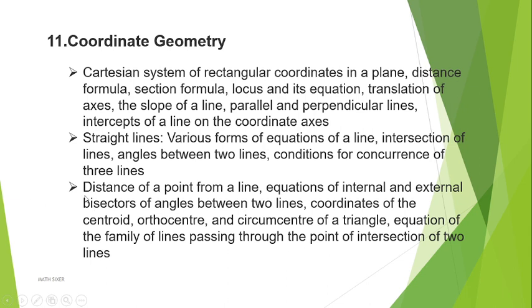Next we have distance of a point from a line, equations of internal and external bisectors of angles between two lines, and coordinates of the centroid, orthocenter, circumcenter of a triangle, and equation of the family of lines passing through the point of intersection of any two lines.